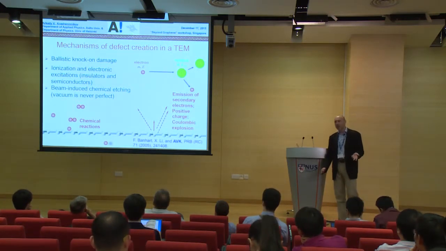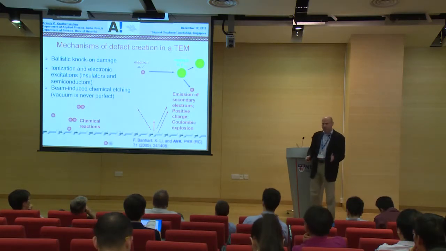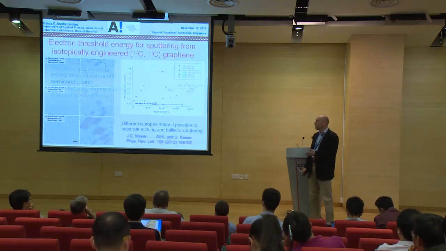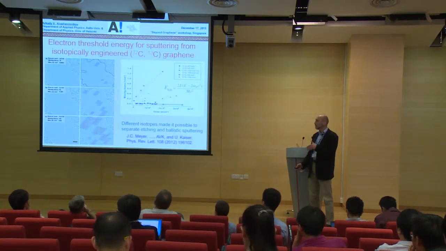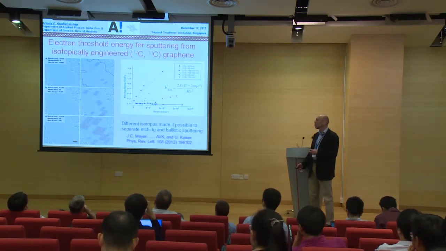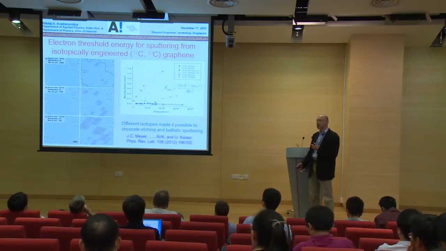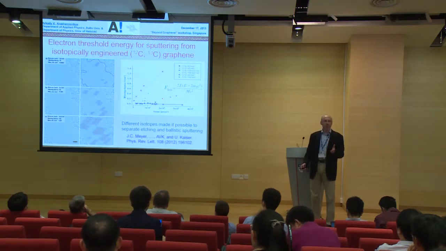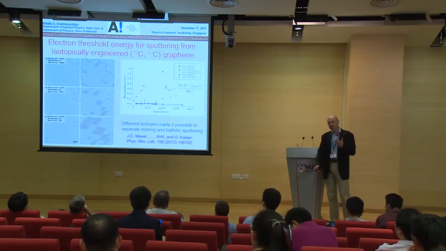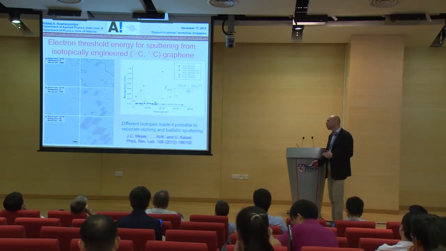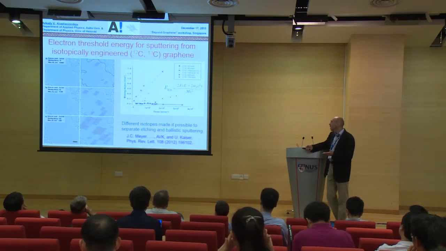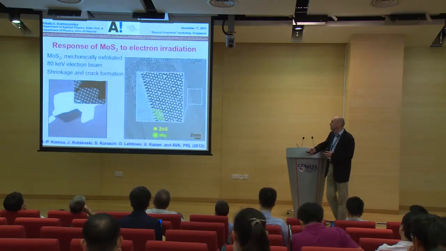In fact, all these mechanisms work depending on the specific system and electron beam energy. For example, in graphene, you can separate ballistic collisions, ballistic damage or knock-on damage, and chemical etching, if you grow graphene from the carbon-13 isotope, because the chemistry is exactly the same, but the mass is different. I don't want to go into details. It's just an illustration that you can differentiate these effects.